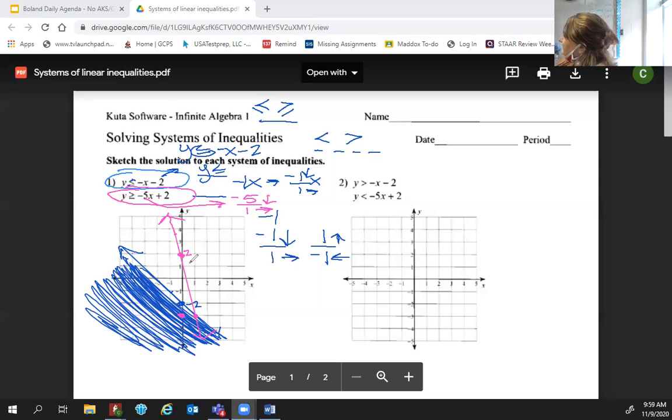So from this line, I will shade all of this.